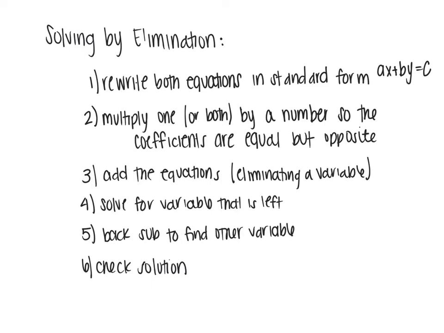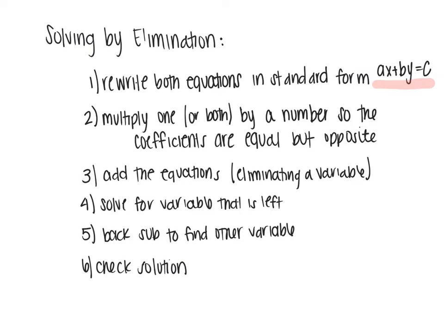The first thing to keep in mind is that you have to get both equations in standard form. Standard form is ax plus by equals c, meaning get all your variables to one side, all your constants to the other, and combine like terms if necessary. Second step is to multiply either the top or bottom or both by some number so that you get one set of coefficients that have equal but opposite numbers. So you'd have 2x and negative 2x, or 7y and negative 7y.